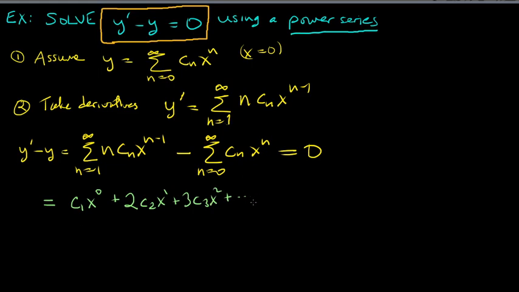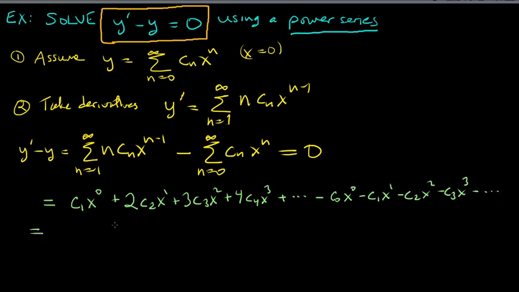Oh, let's do one more. So this is going to be 4c4 x to the 3, and then plus dot, dot, dot. And then minus, for the second series, this is just going to be c0 x to the 0, minus c1 x to the 1, minus c2 x to the 2, minus c3 x to the 3, minus dot, dot, dot.